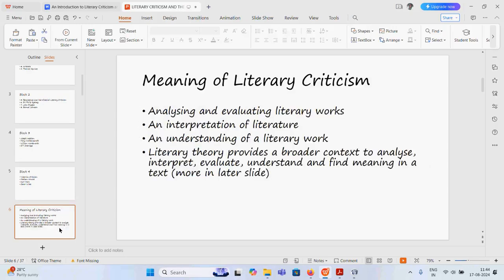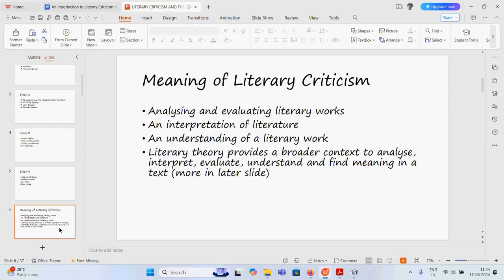Before we start our discussion, let us understand what it is that we mean by literary criticism. The meaning of literary criticism in brief, in bulleted format, is available on your screens now. Literary criticism is the art of analyzing and evaluating literary works. It is an interpretation of literature. We can say it is an understanding of a literary work.